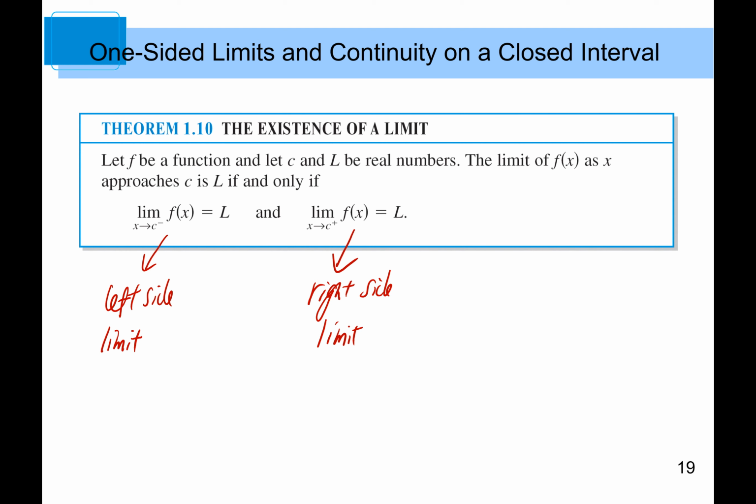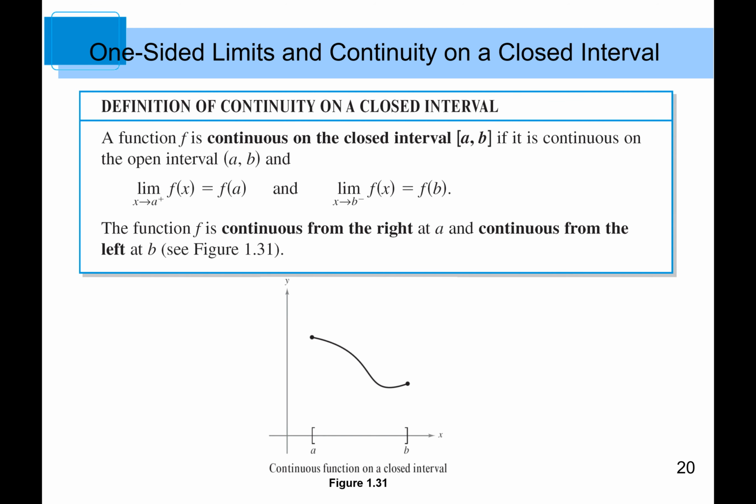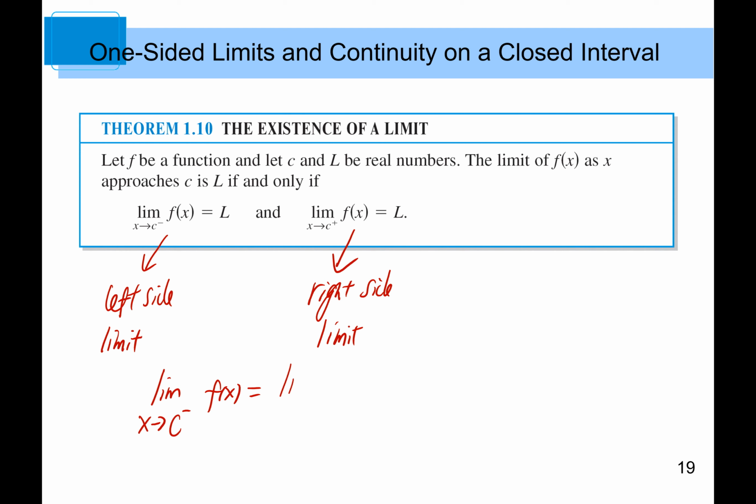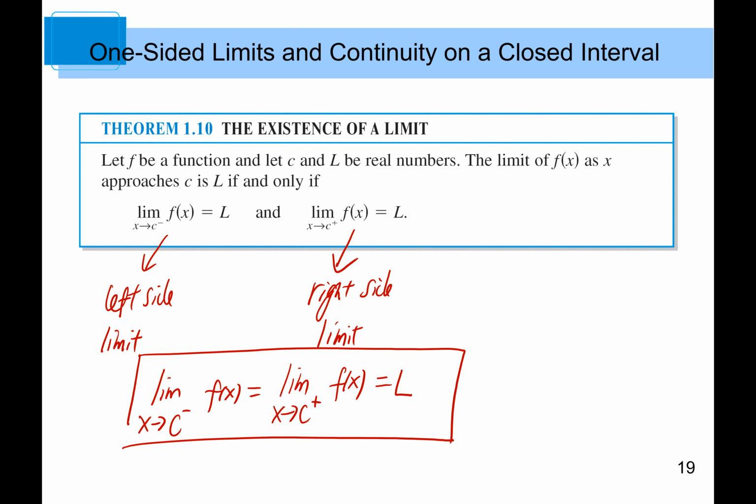Putting it this way, limit as x approaches c from the left of f of x equals limit as x approaches c from the right of f of x, and they both equal the same thing, L. That will give us that we say the limit exists at x equals c.